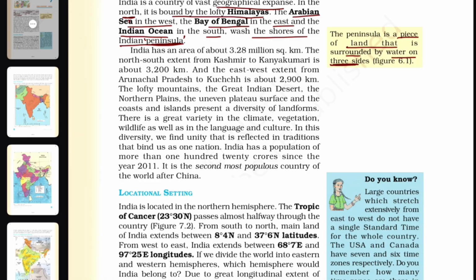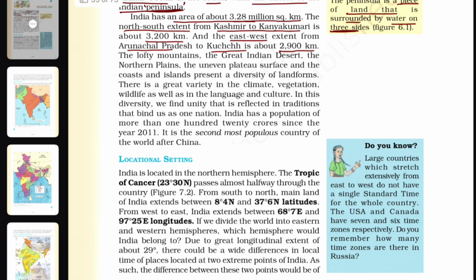Okay, some statistical facts about India. India has a total area of 3.28 million square kilometers. The north to south extent from Kashmir to Kanyakumari is 3,200 kilometers, and east to west from Arunachal to Kutch is about 2,900 kilometers. Lofty mountains, the Great Indian Desert, northern plains, uneven plateau surface, and the coast and islands present a diversity of landforms. So basically, India has an area of about 3.28 million square kilometers with lots of diversity of landforms like lofty mountains, the Great Indian Desert, northern plains, uneven plateaus, coast, and islands.